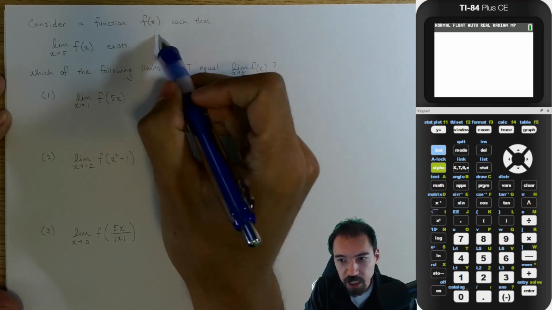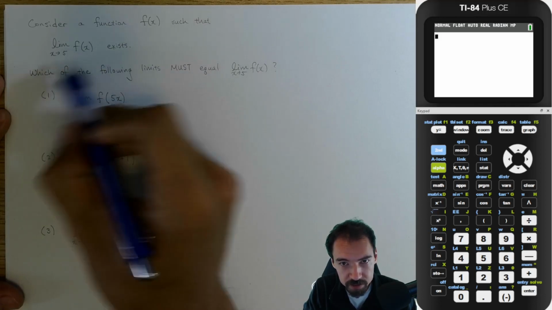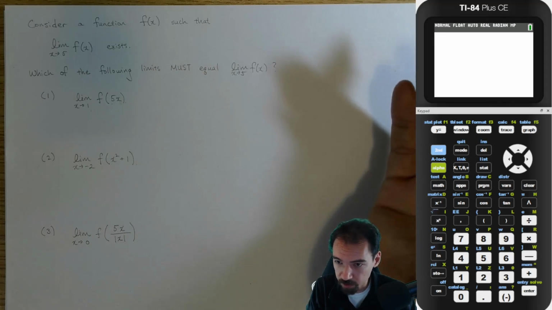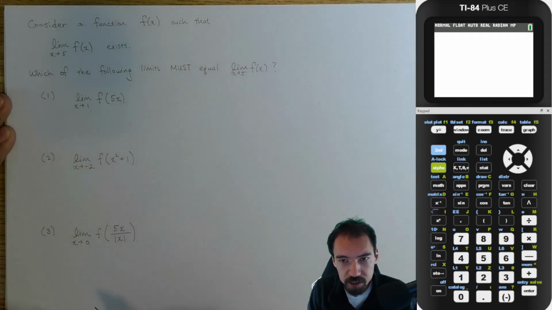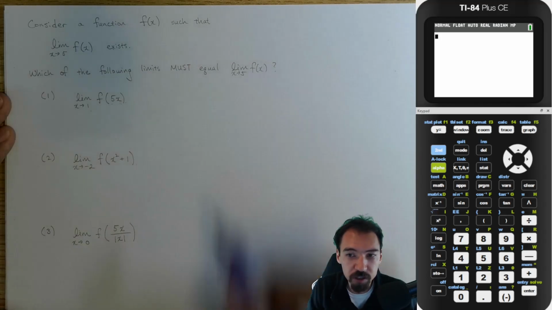The first question of the day is a bit of a conceptual one. We've got this function f of x, and we only know one thing about it: the limit of f of x as x approaches 5 exists. It is a number, we don't know what the number is. And we're trying to decide if any of these three limits must equal that limit that we know exists.